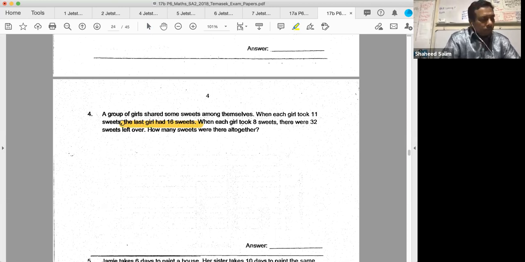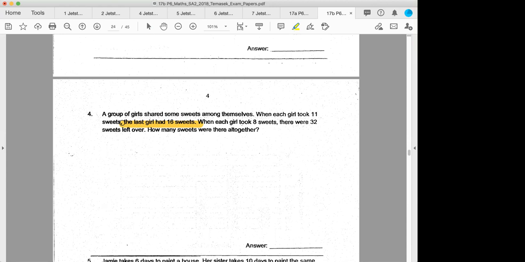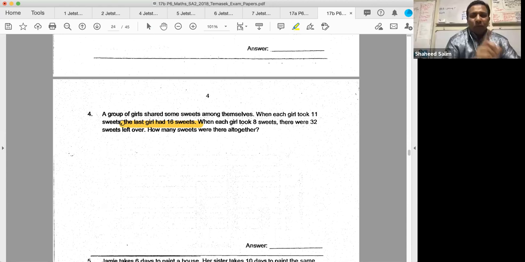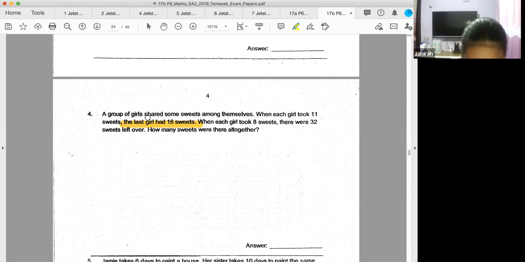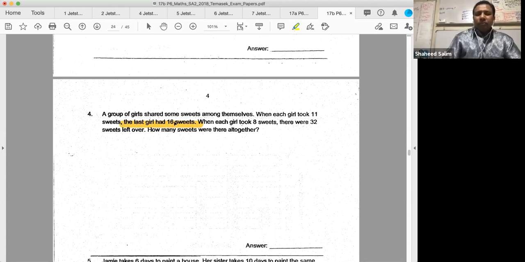Clue. If each girl got 11 sweets, how many leftover sweets are there? 5. Good. Clue number 1. What you say? 5. Because it's 16 minus 11 is 5.